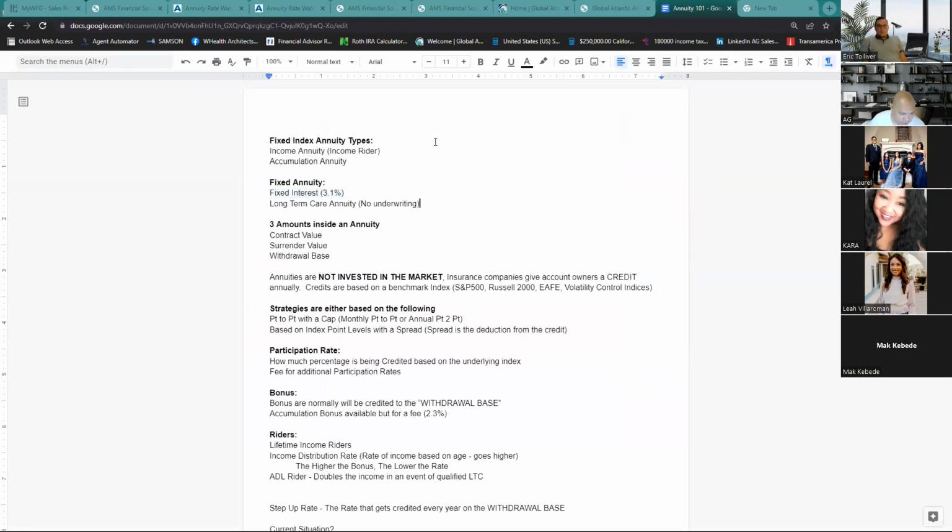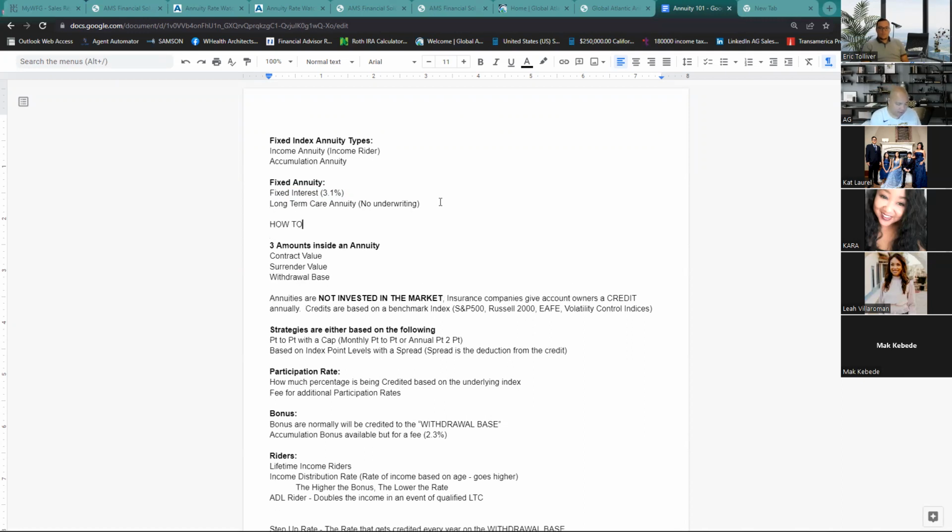The reason why I wanted to show you guys that is because I'm gonna go into a Global Atlantic and just show you what an income annuity is, what an accumulation annuity is, what a fixed interest is, and a long-term care annuity. And then from there, I'm gonna show you how. Oh, you know what? As a matter of fact, before I get into that, this is the part. I'll just put this here: how to explain terminologies to boomers. Let's just have that area titled that.